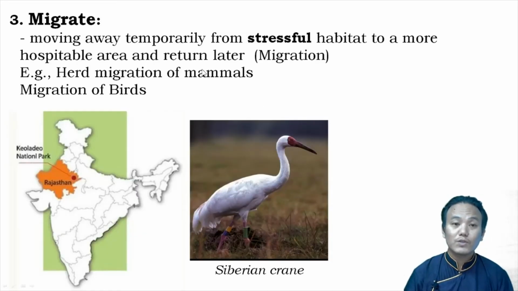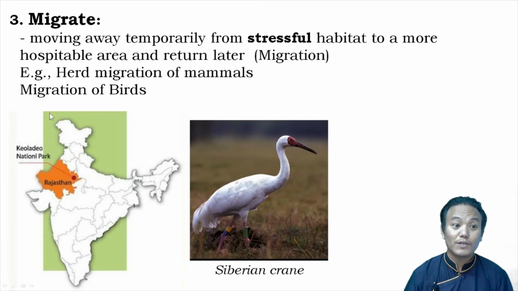Now, migration is one alternative response shown by organisms to cope with stressful conditions, right? Migration is the process of moving away temporarily from a stressful habitat to a more hospitable area and returning later. So that is called migration. We have examples such as herd migration of mammals and migration of birds.